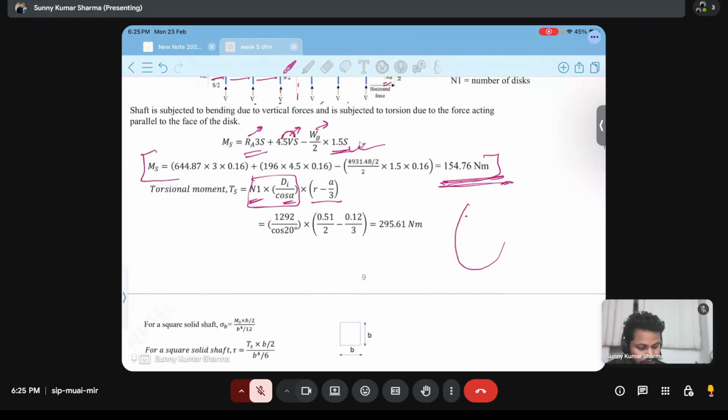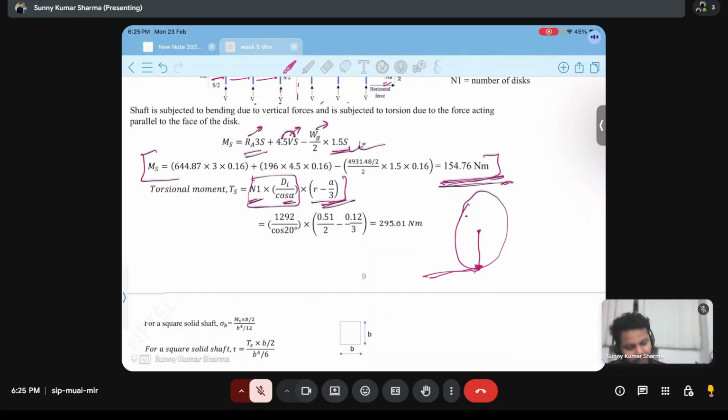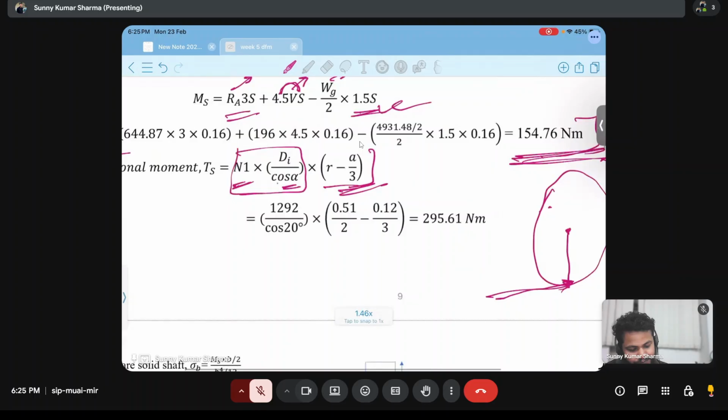Suppose this is the disc. And this is the torsion moment which is acting. This is the draft which is acting. This draft is not acting exactly at the radius, but r minus a by 3. At this distance, this force is acting. So torsion moment will be this force into this moment arm. So when we compute that, it will come as 295.61 Newton meter.